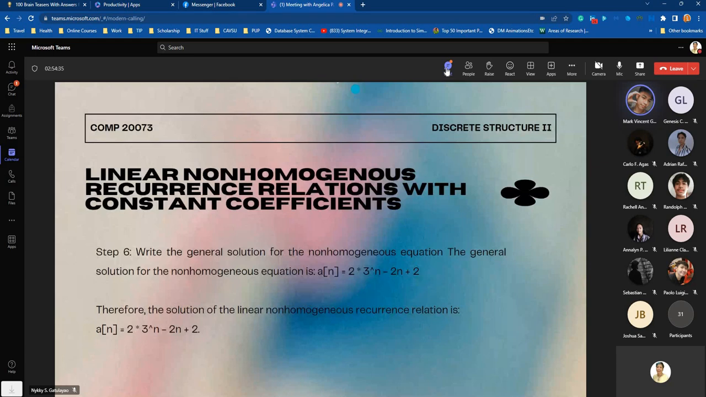Step 6. Write the general solution for the non-homogeneous equation. The general solution for the non-homogeneous equation is a sub n equals 2 times 3 raised to n minus 2n plus 2. Therefore, the solution for the linear non-homogeneous recurrence relation is a sub n equals 2 times 3 raised to n minus 2n plus 2.